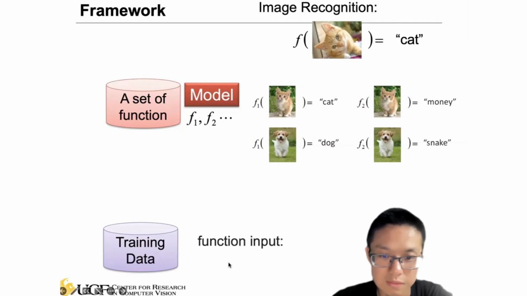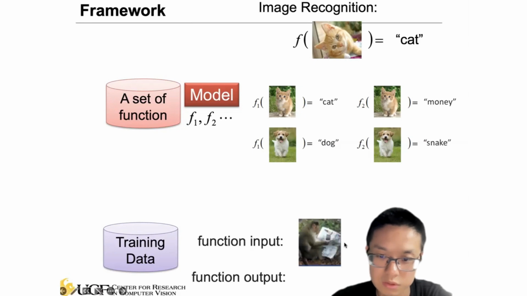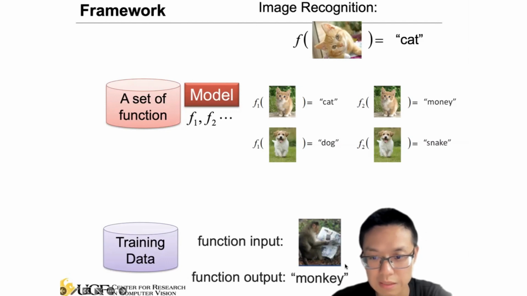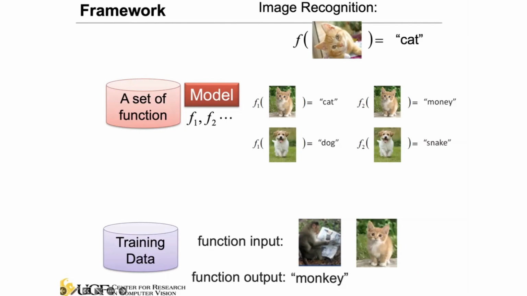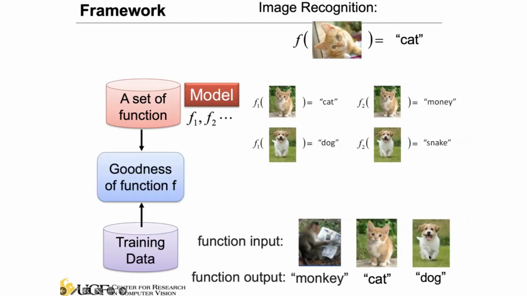For this training data, you basically have the input image, because we are doing image recognition. So for the training data, we have a set of training images, and you also have the corresponding labels. We consider this the ground truth, maybe annotated by a human, so these are absolutely right. This is the label for this image, and this is the label for this image, and so on and so forth. So you have a set of training data.